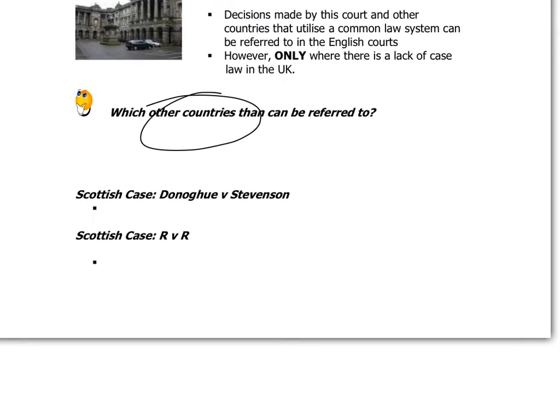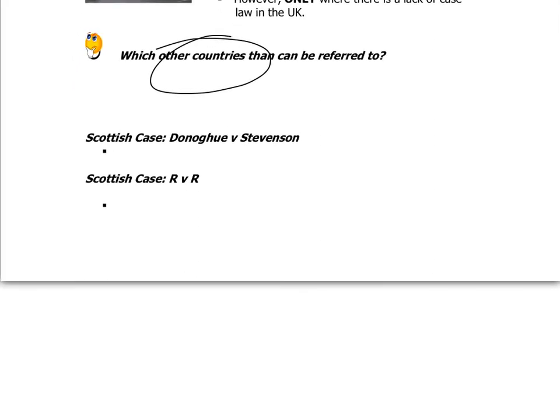A few case examples. Again, you don't need a lot of case examples, a lot of detail, really. So, for example, Donoghue and Stevenson. Donoghue and Stevenson was, remember, the snail and the ginger beer, creator of a law on negligence. Ultimately, that case was actually created in Scotland, and therefore we actually stole their idea because we didn't have any law on negligence. We realised obviously that Scotland had, so we stole their idea.